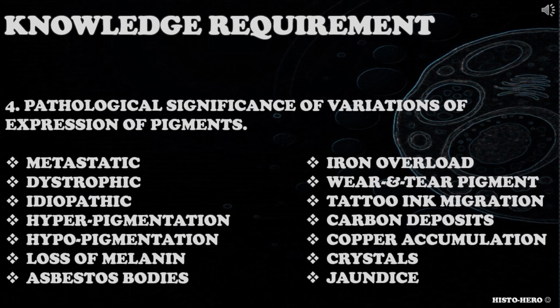The fourth knowledge requirement is for you to know the pathological significance of variations of expression of pigments. What is the pathological significance of pigment expression variations? Consider pathologies like metastatic, dystrophic and idiopathic calcification, hyper and hypopigmentation, melanin loss, presence of asbestos bodies, systemic or localized iron overload, presence of wear-and-tear pigment, tattoo ink migration to lymph nodes, carbon deposits due to environmental or occupational exposure, accumulation of copper, presence of crystals in urine or joints, jaundice.